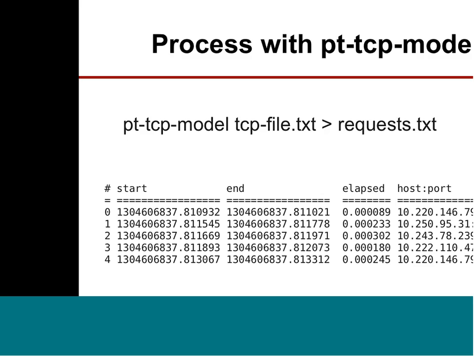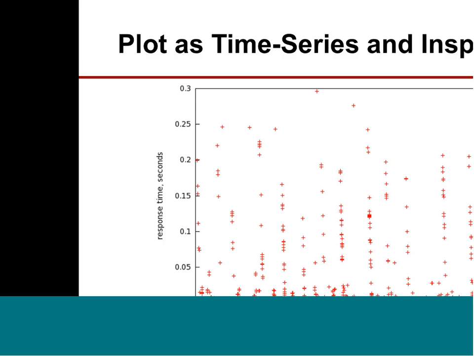The first thing that I usually like to do is plot it as a time series from left to right with response times on the vertical axis. So from 0 to 0.3 here, we have query response times. That's the fourth column in my data. I generated this plot with a free software plotting and analysis tool called GNUplot. It's a command line tool. It's very easy to use.